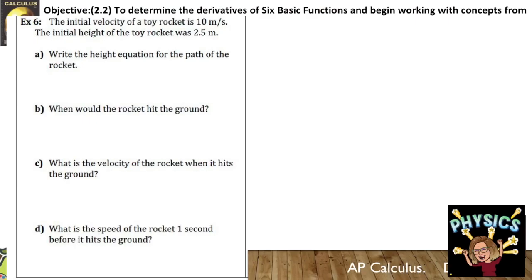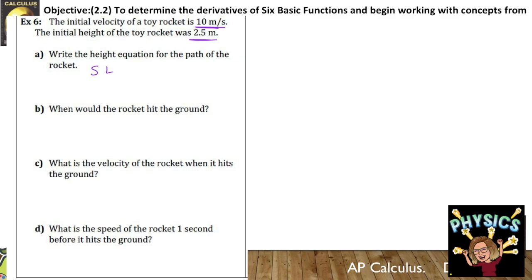So for example 6, we're told that the initial velocity of a toy rocket is 10 meters per second. The initial height of the toy rocket is 2.5 meters. We're going to write a height equation for the path of the rocket. In order to do that, recognize that you're using the metric system.